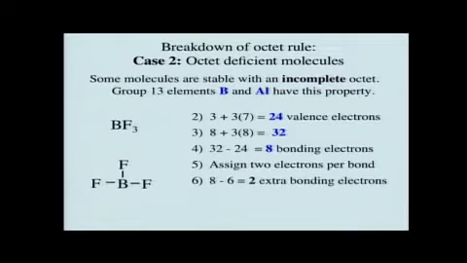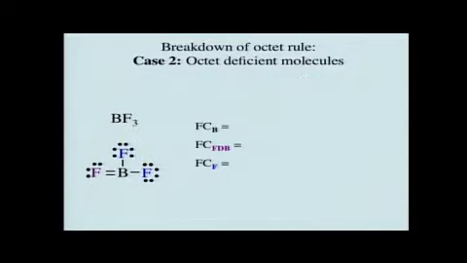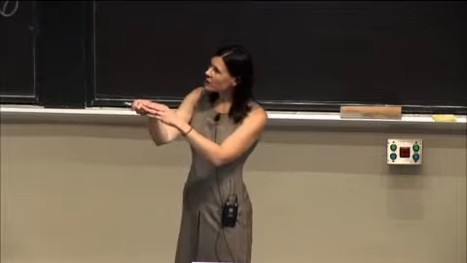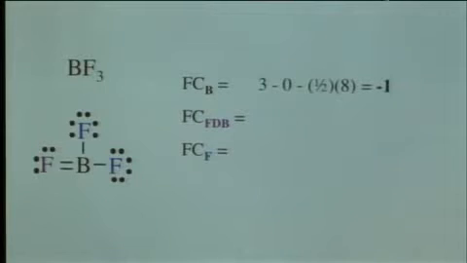And then we're going to have 2 extra bonding electrons, so let's just arbitrarily pick a fluorine to give a double bond to. And then we can fill in the lone pair electrons. We have 16 left over. So thinking about the formal charge for the boron here, what we're talking about is the valence number for boron, which is 3, minus 0 because there are no lone pairs, minus 1/2 of 8 because there are 8 shared electrons. We get a formal charge of minus 1.